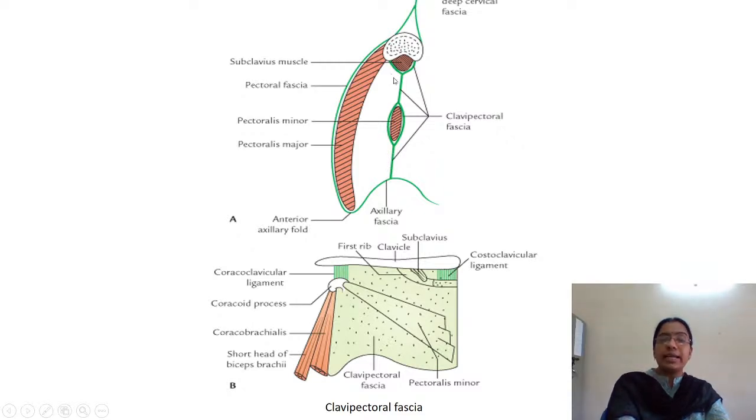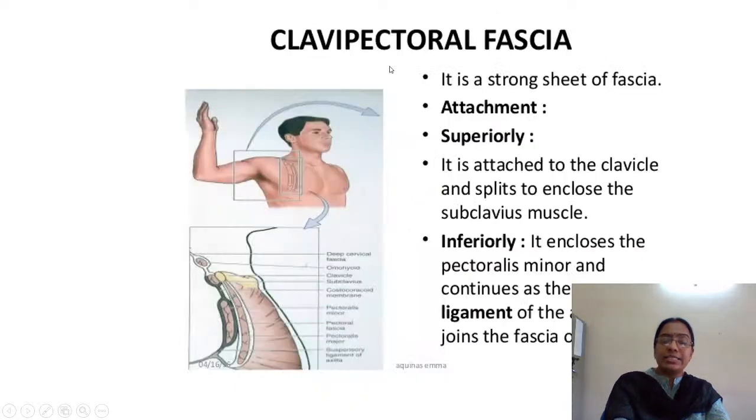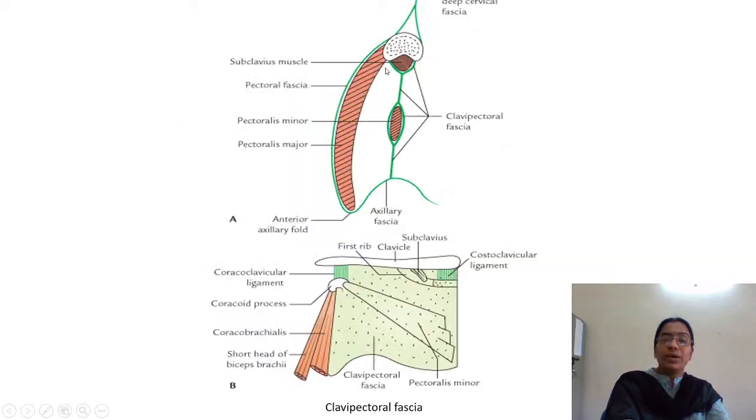When you see the vertical extension of the clavipectoral fascia extending from the clavicle to the axilla, it splits in two. First, at the upper part it splits at the clavicle to enclose the subclavius muscle. In the lower part it splits to enclose the pectoralis minor muscle. The posterior lamina which splits and encloses the subclavius muscle extends above to the neck as an investing layer of deep cervical fascia.